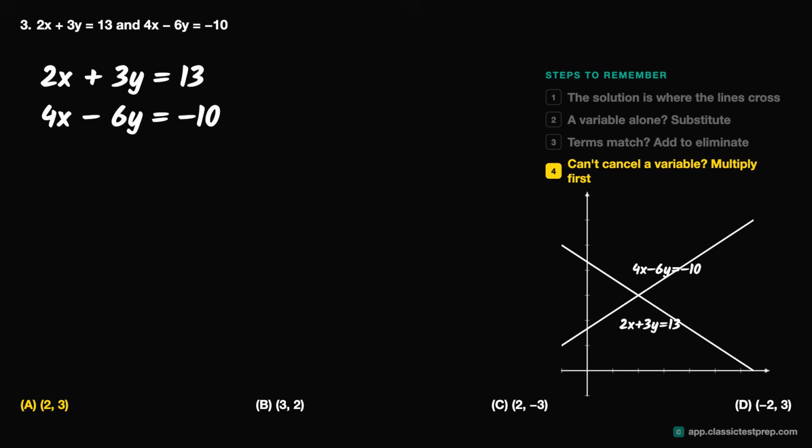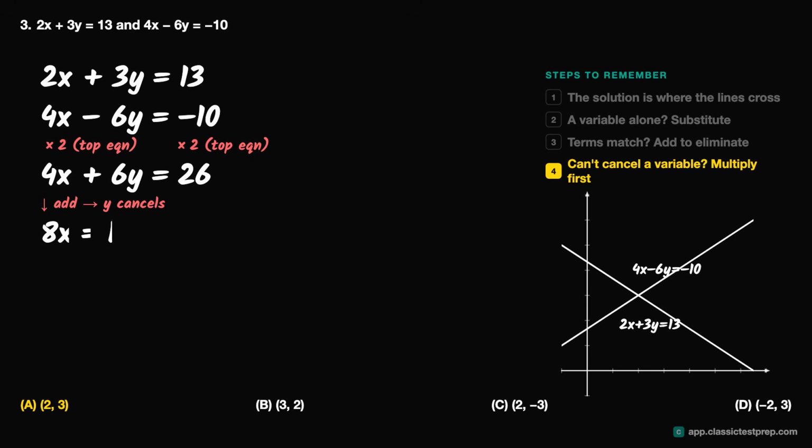2x plus 3y equals 13, and 4x minus 6y equals negative 10. Now remember, we're just graphing these two lines and trying to find the point where they touch. But we don't have to graph these equations to find the answer. We can do something much faster when we use elimination. Notice that we cannot simply eliminate one variable by adding these two equations together, so we need to multiply the entire top equation by 2 so that we can eliminate the y values. We have a positive 3y on top and a negative 6y on bottom.